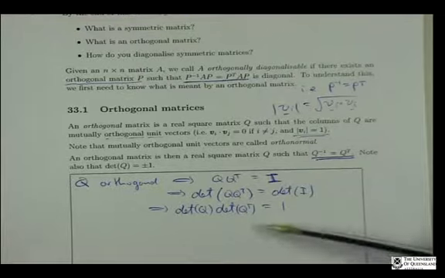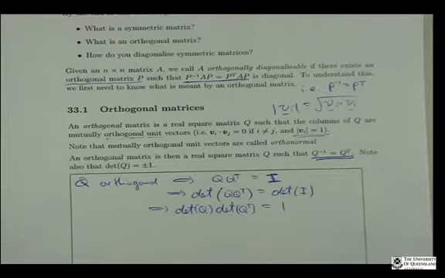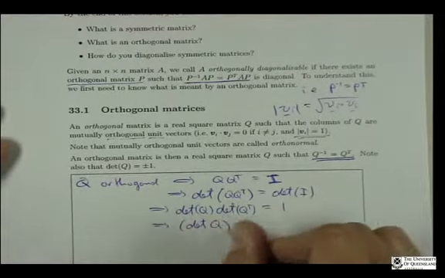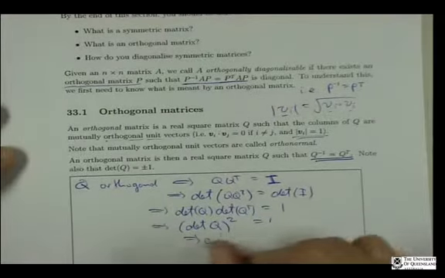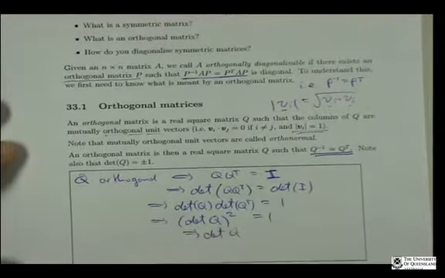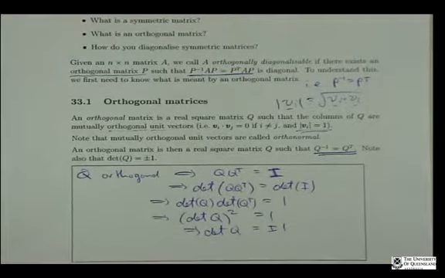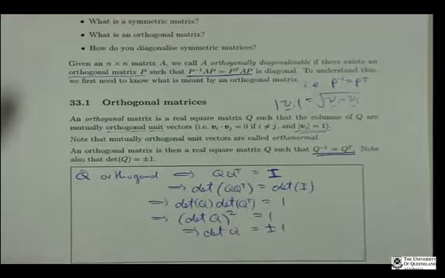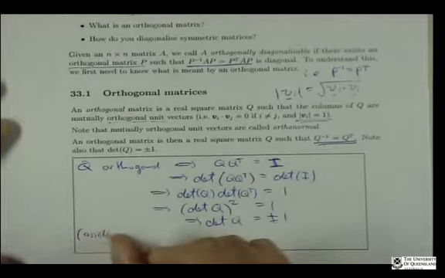And there's a further property of determinants, that the determinant of the transpose of a matrix is equal to the determinant of that matrix. So we end up with that the determinant of Q all squared must equal 1. So the only possibility of the determinant for an orthogonal matrix is that it can be plus or minus 1.